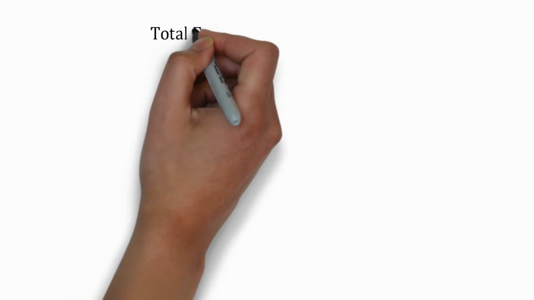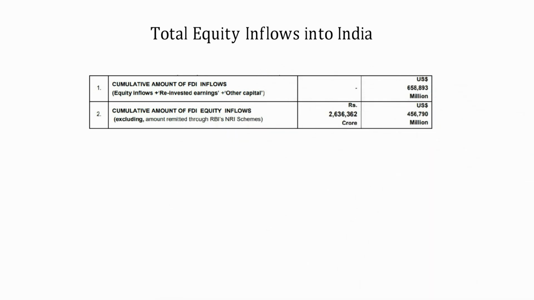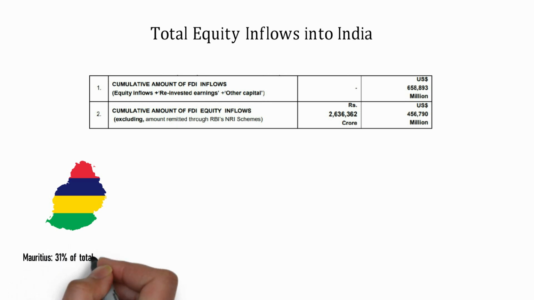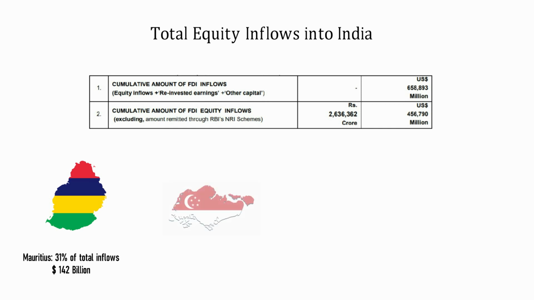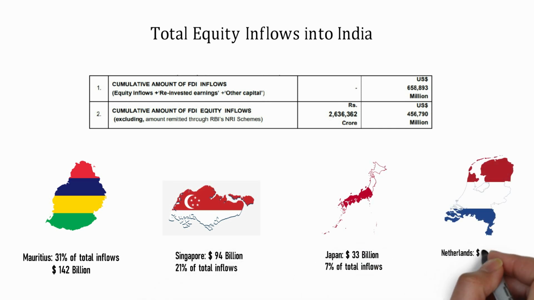Let me furnish you the development of FDI inflows in India. In the last 20 years, total FDI inflows were $658 billion, out of which Mauritius accounts for 31% of the total inflows. Wondering how a $14 billion economy accounts for 31% of the total FDI? The reason is Mauritius is a tax haven country and there is no tax on dividends. Also, India has a double tax avoidance agreement allowing entities in Mauritius to enjoy a tax holiday. Mauritius is followed by Singapore, Japan, and Netherlands.